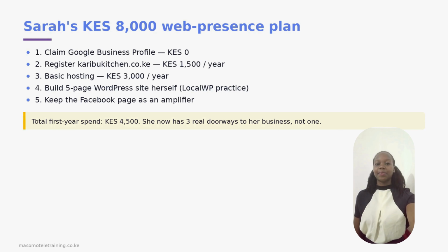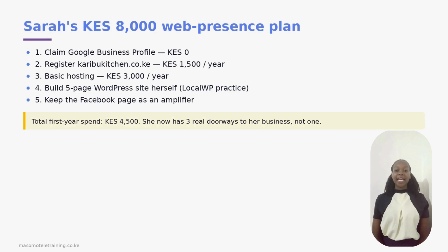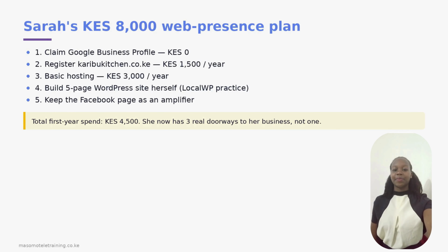5. Keep the Facebook page as an amplifier. Total spent first year, 4,500 shillings. Compare that to her cousin's advice. She now has 3 real doorways to her business, not one. Nyakinywa Kitchen has 3 too, and now they will compete on equal footing.